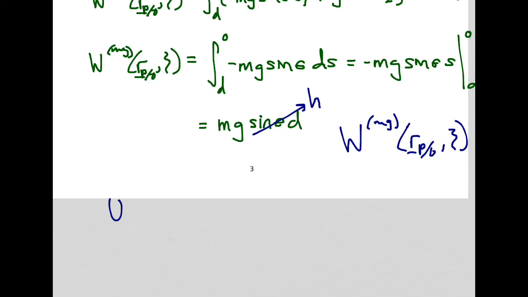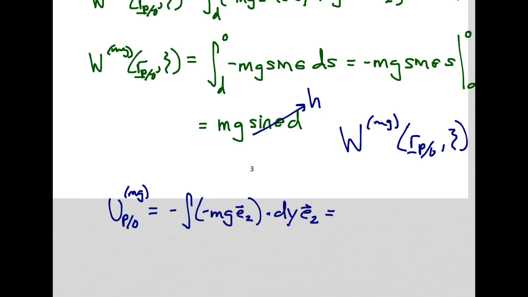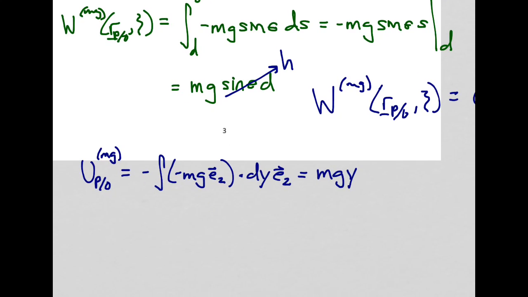So now we've established that this local gravity is a conservative force. And so let's take a look at this potential energy function, where we have the potential energy of P with respect to O, and this is of the force mg. And this is equal to the negative integral of negative mg in the E2 direction, dotted with dy in the E2 direction. And so we get the expression just in this definite integral of mgy. And this term mgy is what we call a scalar potential function.